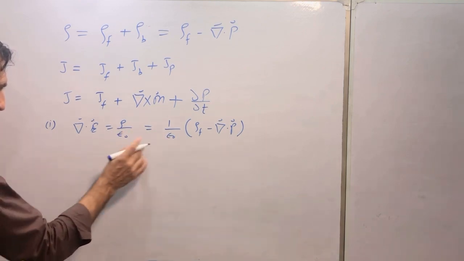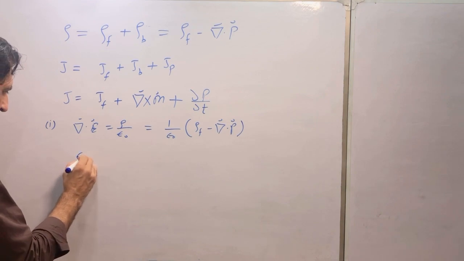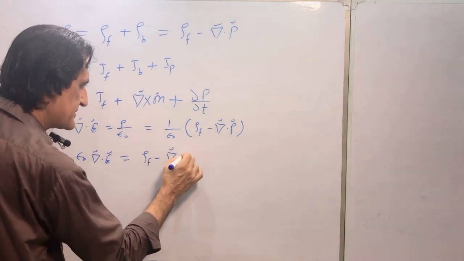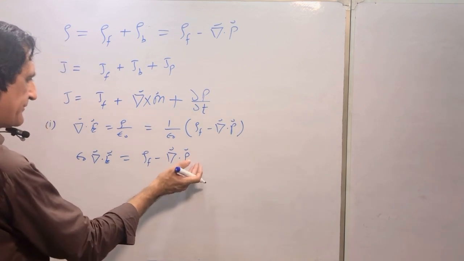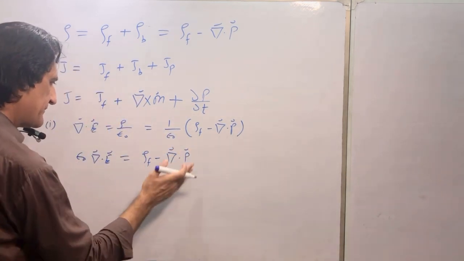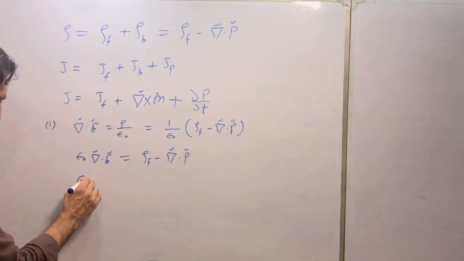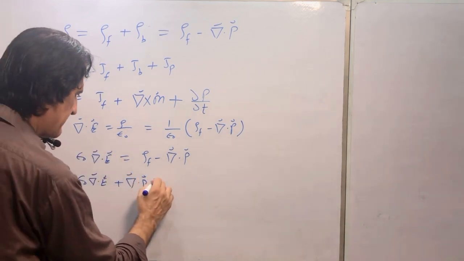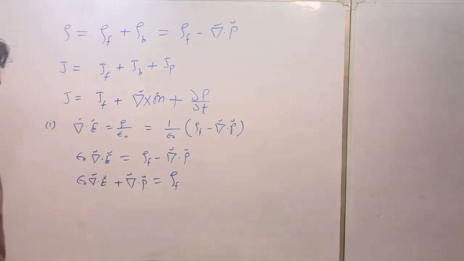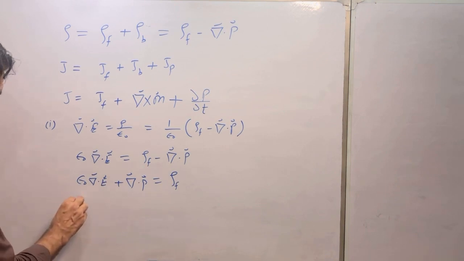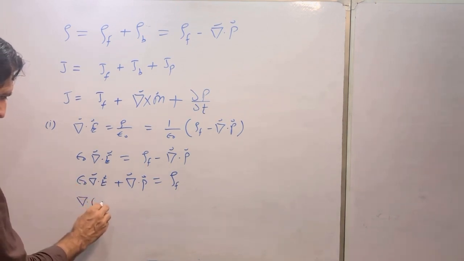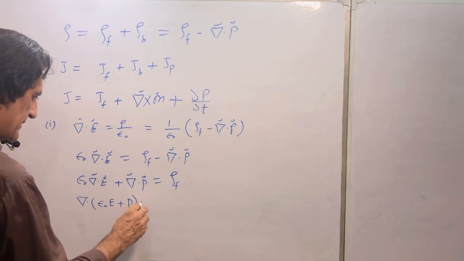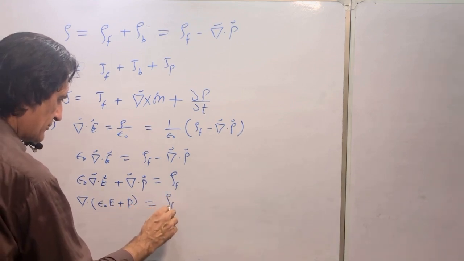This epsilon naught will come to this side, and epsilon naught divergence of E is equal to rho F minus divergence of P. If I move this part from this side to this side, then epsilon naught divergence of E plus divergence of P is equal to rho F. And then if I take the divergence, I have epsilon naught E plus P, and this is equal to rho F.